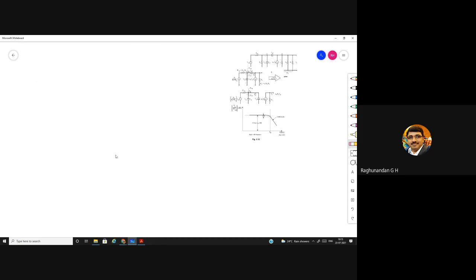So after this, we are going to discuss the generalized frequency response. Till now we discussed the frequency response of all the three: low frequency, mid-band frequency, and high frequency. Now we are going to look into the high frequency response of the CS MOSFET amplifier.